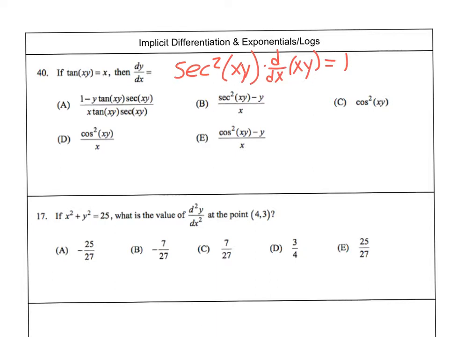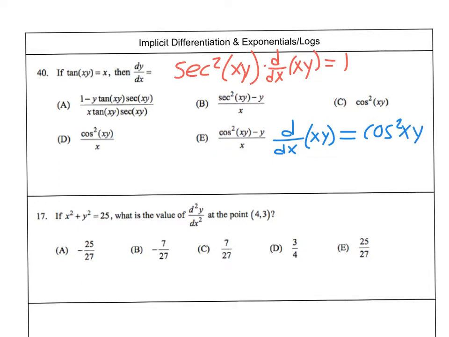Okay, the derivative of xy, that's a product rule. You know, before I do that, I'm going to divide by secant squared of xy because I don't feel like dealing with that. So that becomes 1 over secant squared xy, which is the same as cosine squared xy.